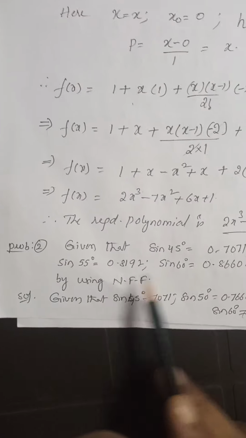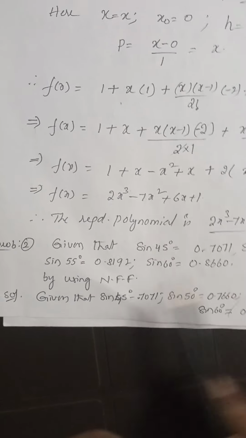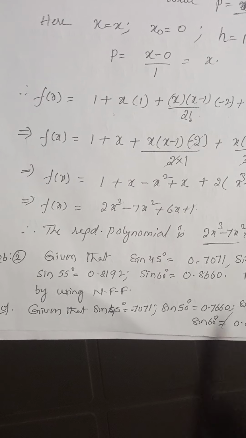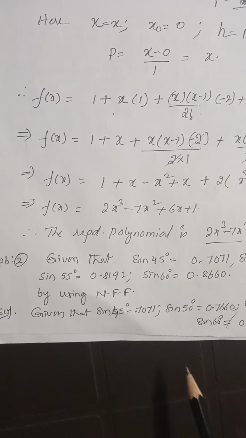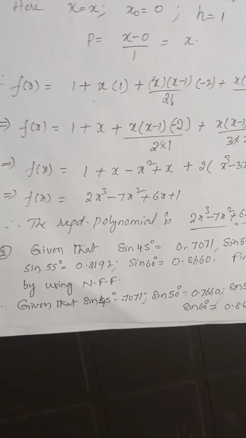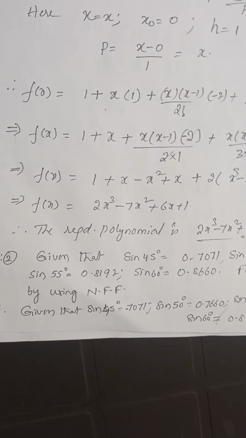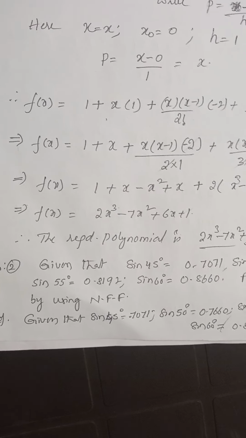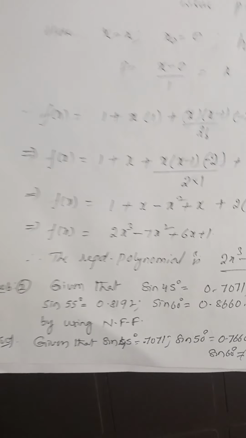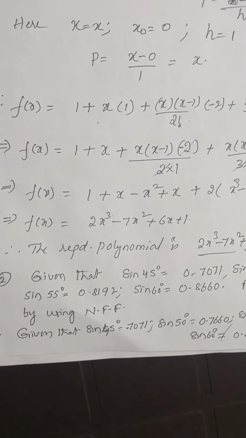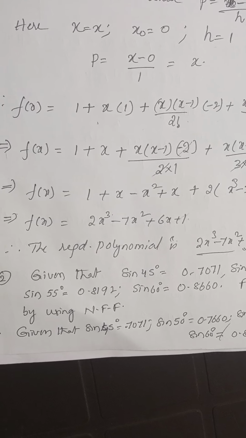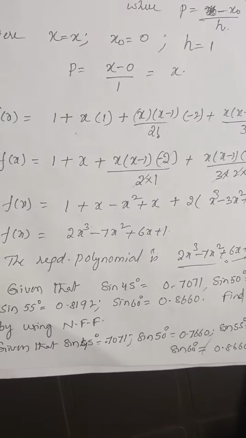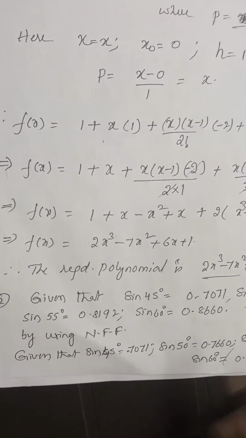Similarly, given that sin 45 degrees, sin 50 degrees, sin 55 degrees, sin 60 degrees are given. Find sin 52 degrees, right, using Newton's forward formula only. When do we use Newton's forward formula? If the x value, if our aim lies at the beginning of the table, we are going to use Newton's forward formula. If the x value lies at the end of the table, that means our aim, then we have to use Newton's backward interpolation formula. See, we have to find sin 52 degrees. This 52 lies at the beginning of the table, right.